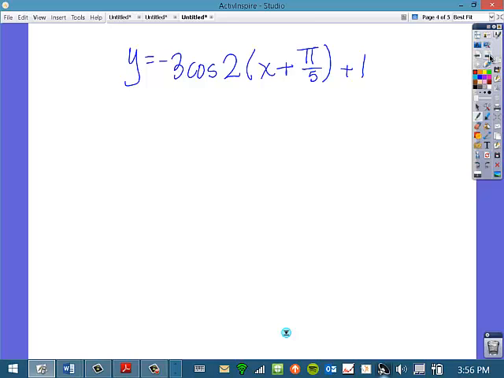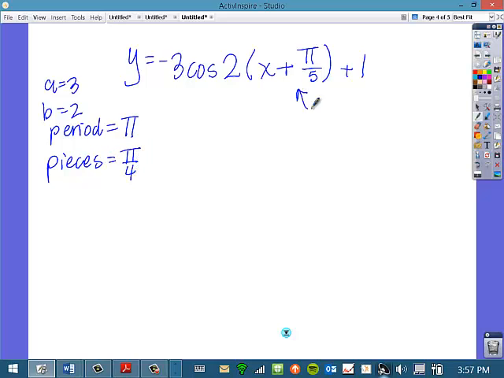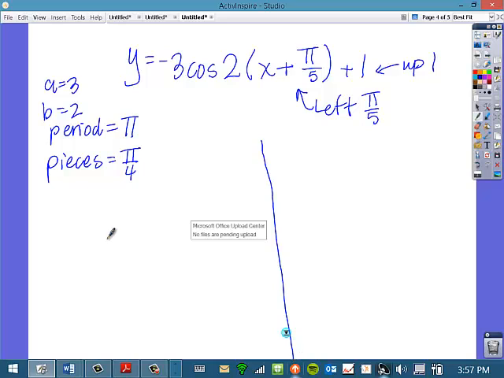Our next one is y equals negative 3 cosine 2 times x plus pi over 5, plus 1. So amplitude is 3, b is 2, so our period is pi, so our pieces are pi over 4, but we're shifting it to the left pi over 5, and up 1.